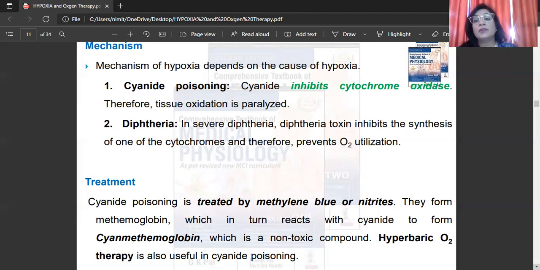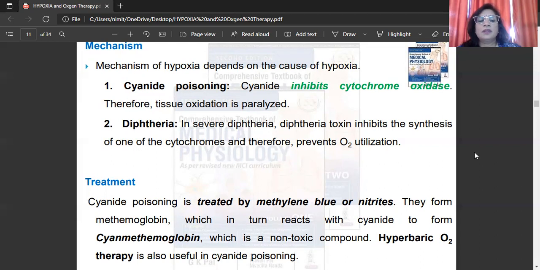Another is diphtheria. In severe diphtheria, the toxin inhibits the synthesis of cytochromes and therefore prevents the oxygen utilization. So, the causes we have seen are cyanide poisoning or the severe diphtheric condition.